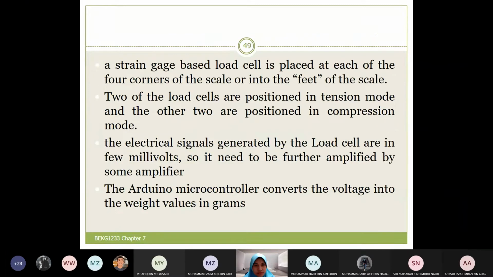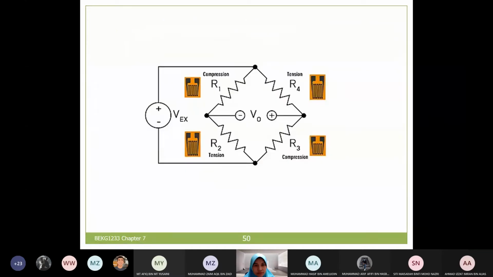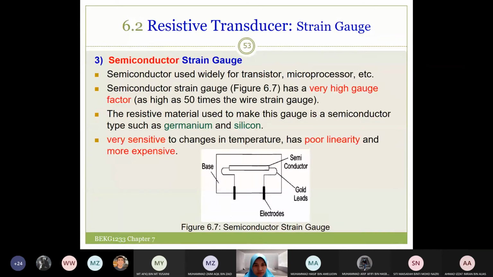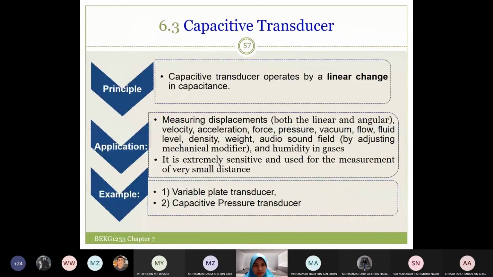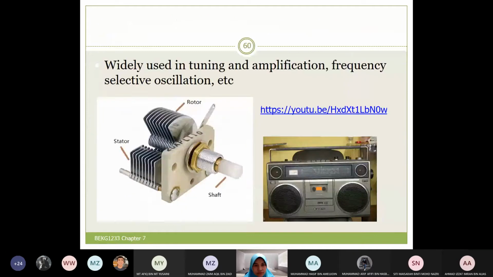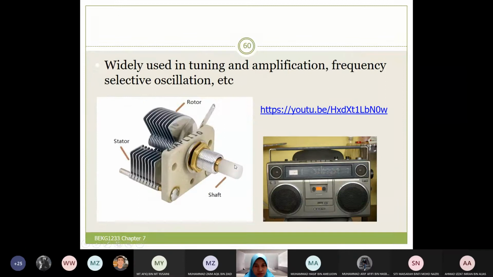And this is the example of capacitive transducer, variable plate transducer, where we have fixed plate and moving plate, and the application is widely used in analog radio, where we tune this shaft to get frequency, or we also call it station. We want to find the frequency of the radio.